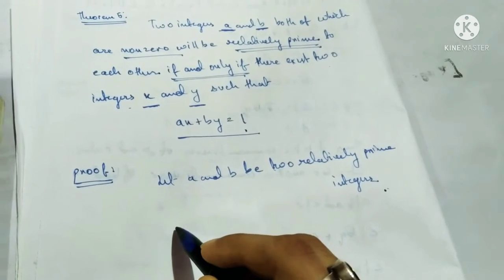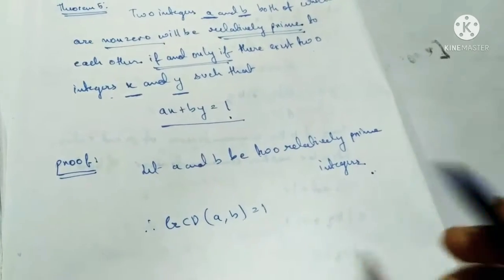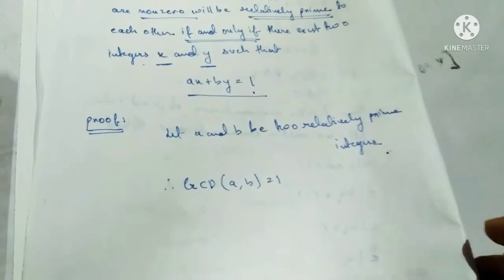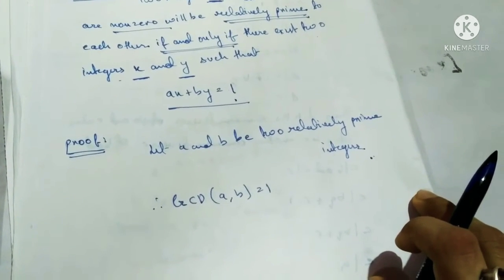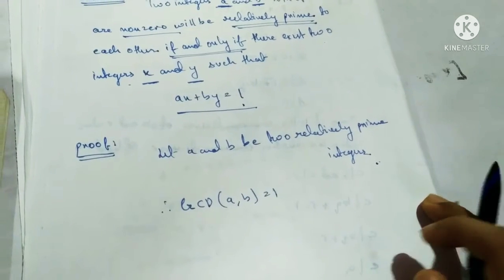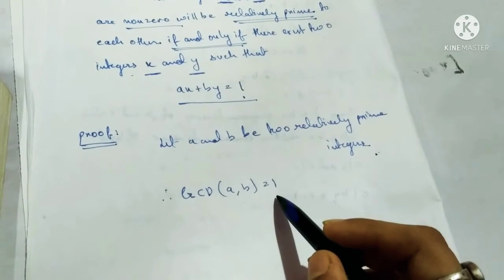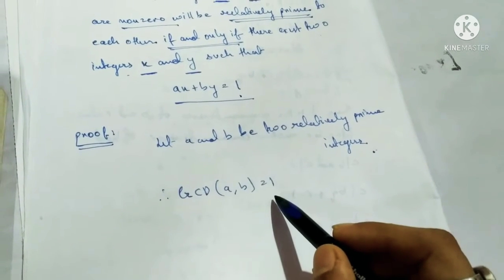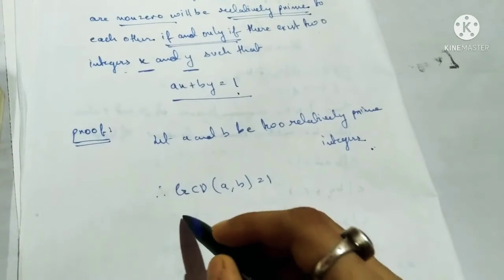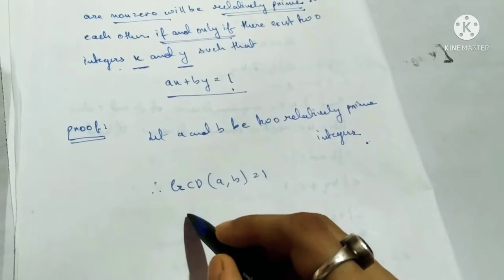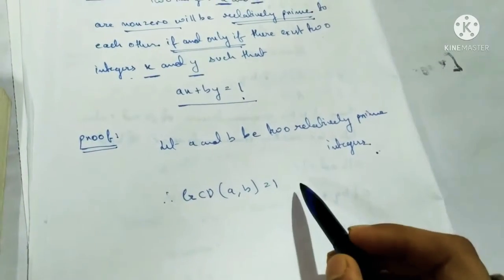Therefore I can say that GCD of A and B will be 1, since a and b are two relatively prime integers. Now when GCD of A and B is equal to 1, then I can say that GCD of A and B is equal to 1.